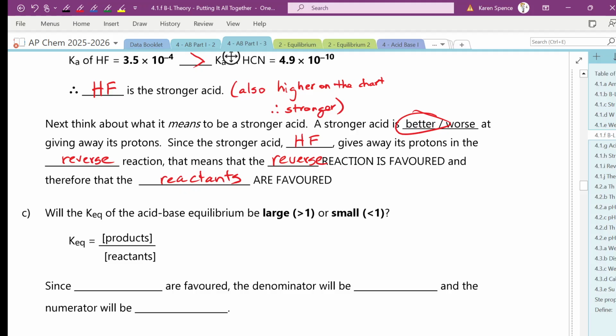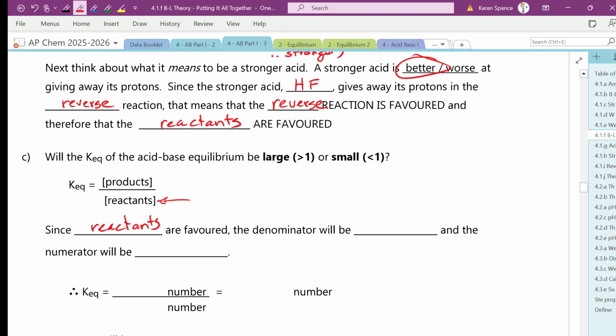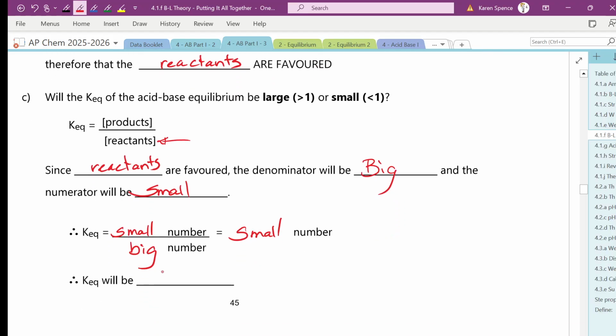Will the Keq of this equilibrium be large or small? It's going to be small because the reactants are favored. The denominator will be big, and the numerator will be small. And if our numerator is small and the denominator is big, we end up with a small number. So Keq will be less than 1.